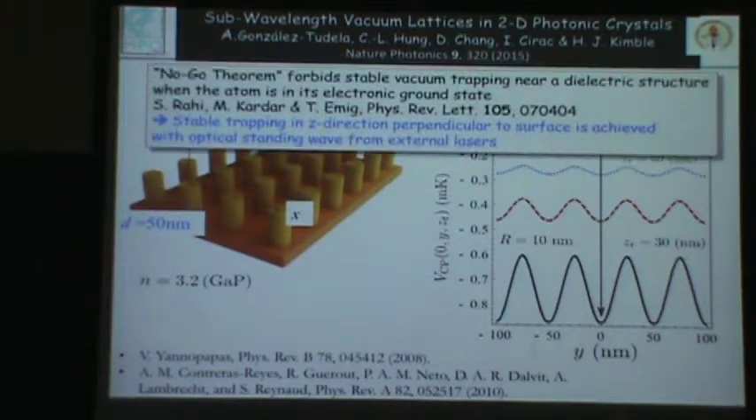Because everybody knows about this no-go theorem that says if you use linear dielectrics, it's impossible to achieve 3D trapping with vacuum forces. So what's the catch? The catch is we achieve in this diagram 2.5 degrees of freedom. The atom is trapped in X, Y, and in Z going away. But of course, the atom wants to crash here. The kamikaze atom wants to crash on here.